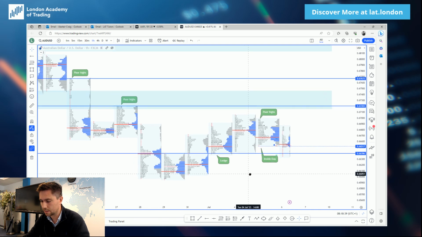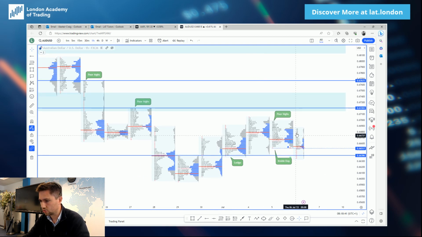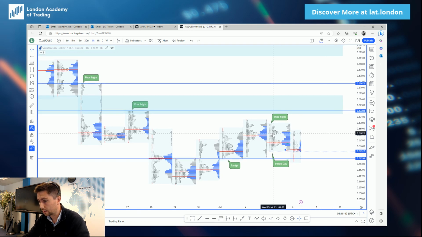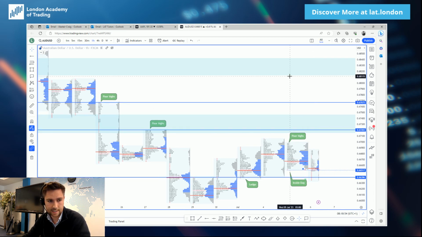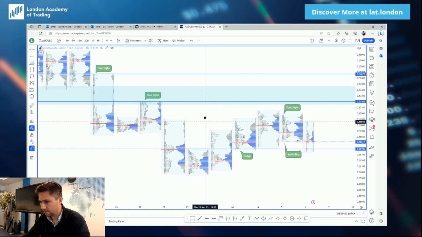Now, with the expectation that this market may want to trade back up through ultimately both of these poor highs to go and explore prices beyond that, and also the opportunity to trade back through these shaded areas, these low volume areas, again to go and complete that price discovery and find out where fair value is.